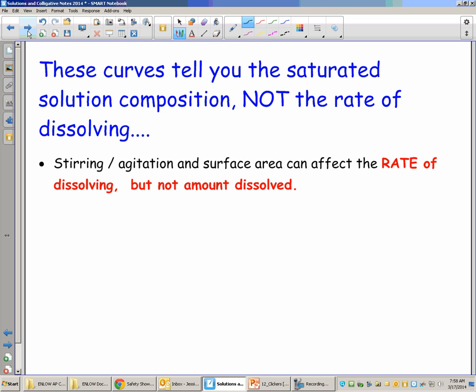Cool? So two things that we talk about a lot are surface area, so a block of sugar does not dissolve as fast as powdered sugar, and stirring or agitating. Stirring and agitation and surface area affect the rate, but not the amount. It's only increasing the pace at which it dissolves. That's common sense, I think, but a lot of times you're like, yeah, just keep stirring, it's going to keep dissolving. Right? You guys laugh.